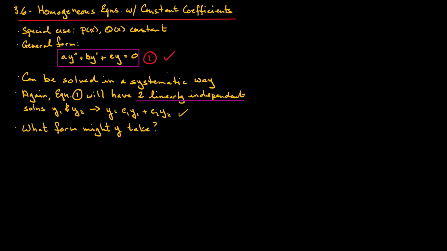As with the other second-order linear differential equations that we have seen, equation 1 will have two linearly independent solutions, y1 and y2, leading to the general solution c1y1 plus c2y2. Now I want you to pause and think for a second. What form might y take? Observe equation 1.